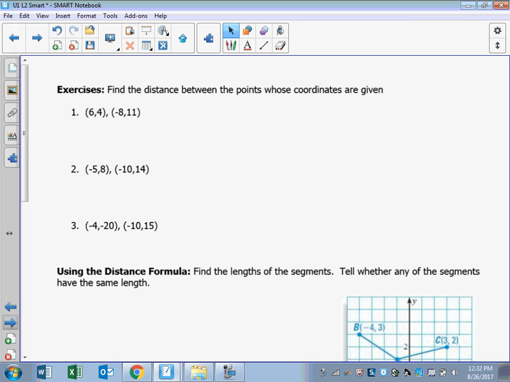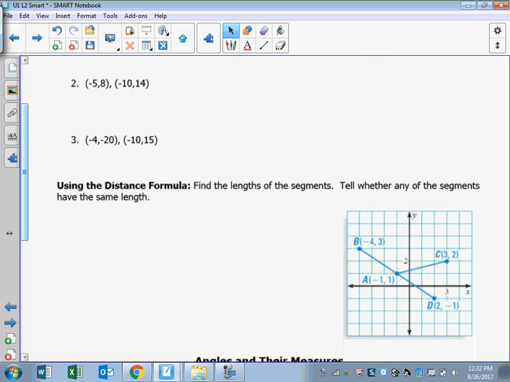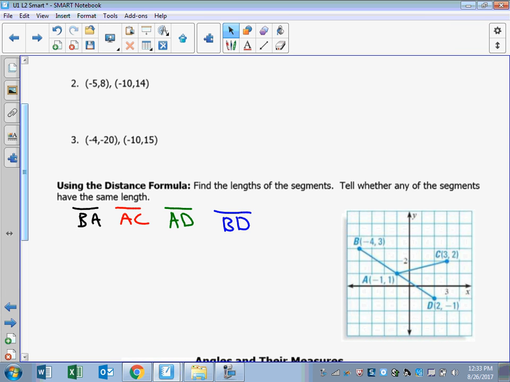I want you guys to do exercises 1 through 3 on your own, using the distance formula to find the length of segments. I want you guys to complete that on your own. 4 segments you should be looking at. BA, find the distance. AC, find the distance. AD, and there's actually one more, BD. So go through, do the 3 exercises and find the length of all those segments on your own. I'm going to move on to angles.